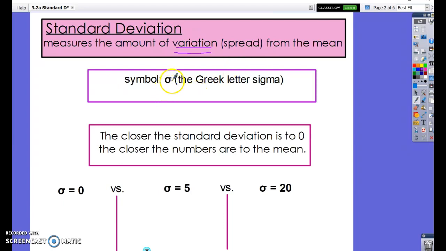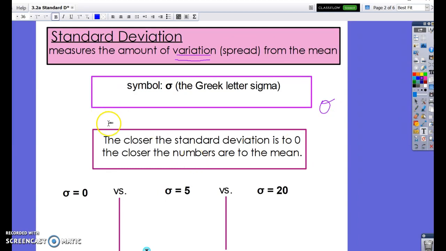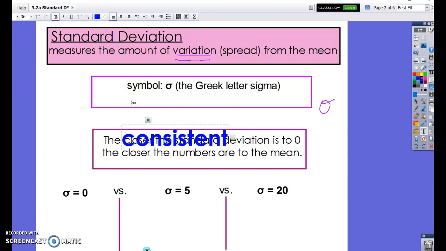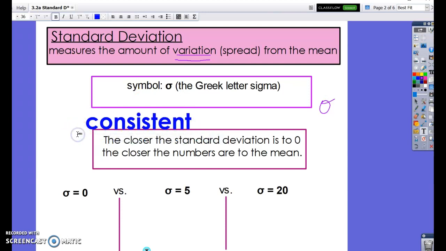The symbol for standard deviation is this Greek letter sigma. So it's kind of this O with a little curly Q on top. So anytime you see that, that represents your standard deviation. So the closer the standard deviation is to 0, the closer the numbers are to the mean. And that just means the more consistent your data is. That's the word we're going to use when we're talking about the standard deviation.